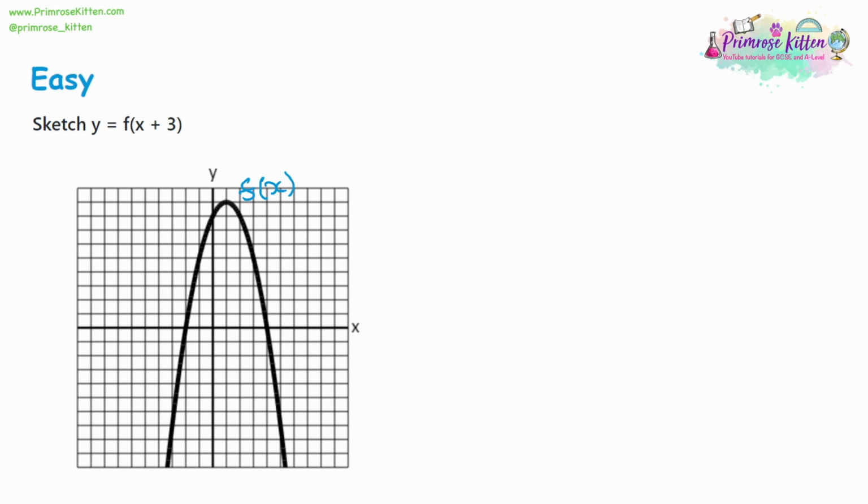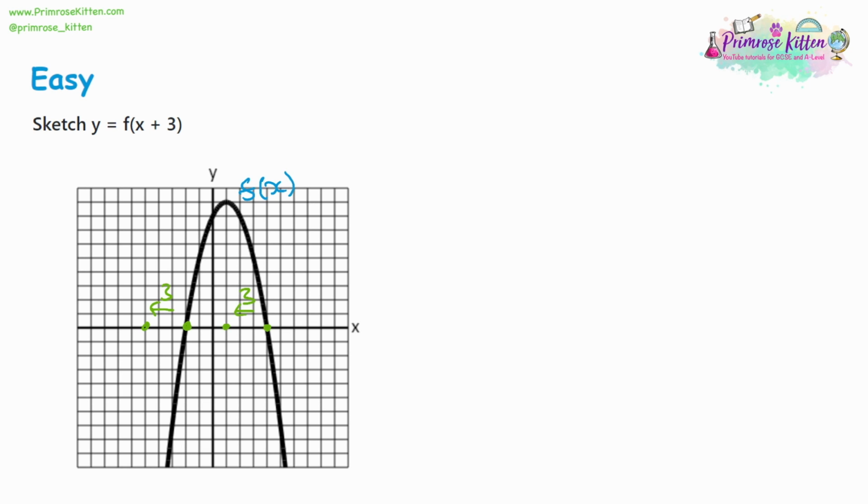Now we are doing something to f of x. We are adding 3 to the x coordinates. This is a little bit counterintuitive, but when we say we're adding 3, what that actually means is we're going to take away 3 from the x coordinates. For example, this graph cuts through the x-axis at -2 and at +4. So when we add 3 to this, those coordinates are going to move backwards by 3.